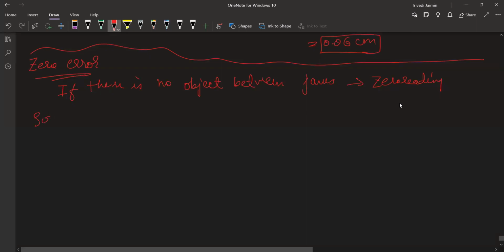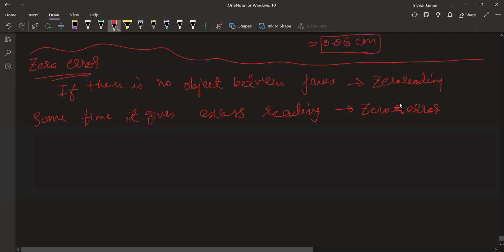So sometimes it gives excess reading. That excess reading is called zero error. But that would be positive, right? Yeah. If it's less, then that would be negative zero error. So could you give an example?